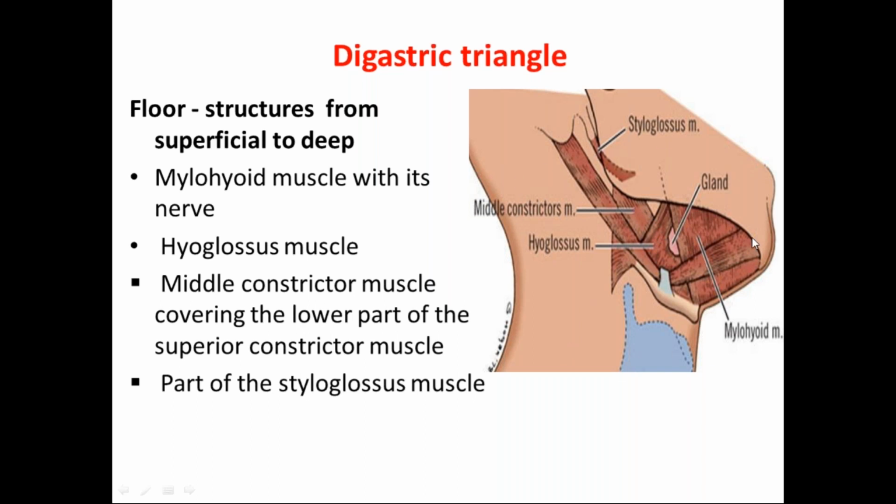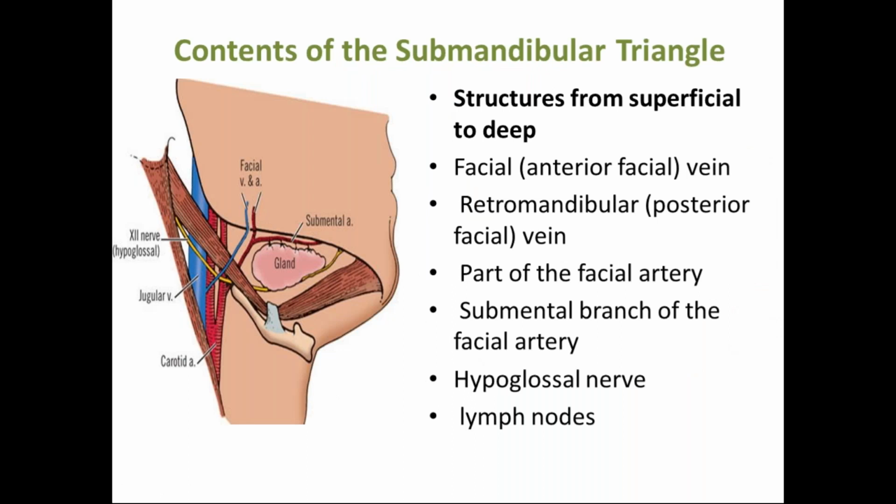These are the floor. So what are the important structures present in this digastric triangle? You can also remember the digastric triangle: both bellies will be forming the two sides, so it's named digastric triangle. So what are the main contents? When you are operating in that area, in the triangle, you have to remember all the structures. You have to preserve the important vascular structures and the important nerves. So what are they?